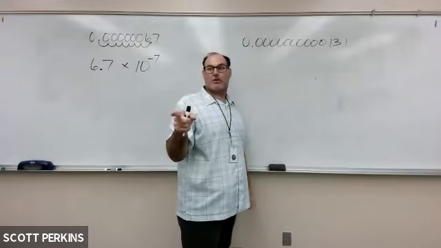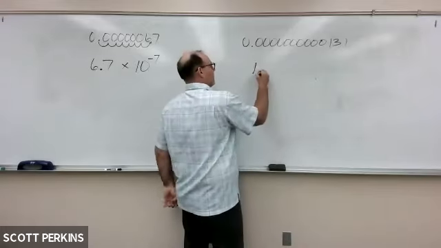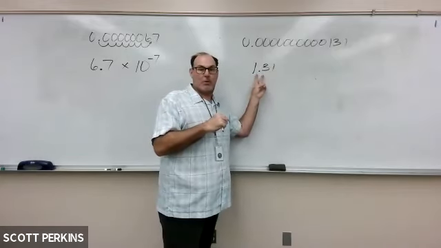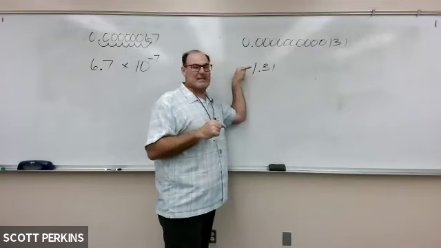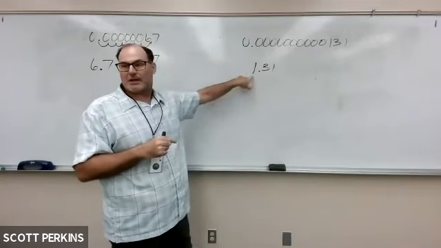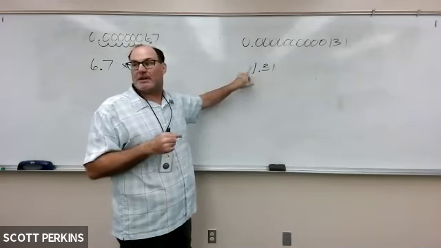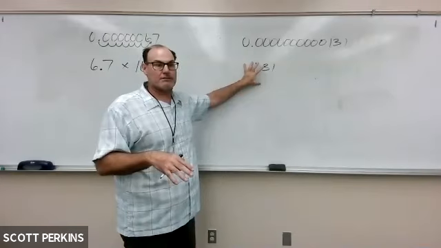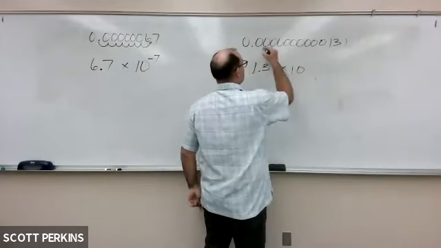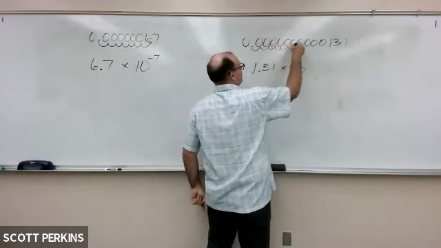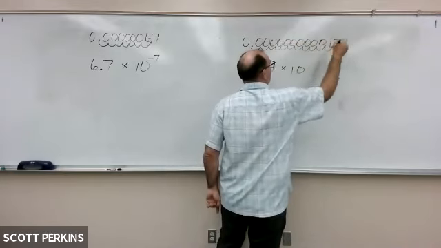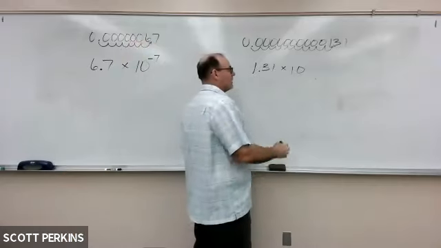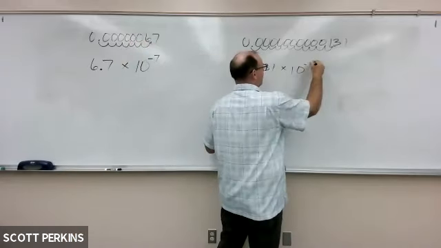Not quite. Be careful. 1.31. I heard you say, if I heard wrong, forgive me, I heard you say 13.1, not 13. Always one digit to the left of the decimal. One digit right here. Okay, never 13.1, never 131. Common mistakes, but that's not scientific notation. Okay, it's something else. Okay, times 10 to the 1, 2, 3, 4, 5, 6, 7, 8, 9, 10, 11. I moved the decimal 11 places backwards. So that is going to be what exponent? Perfect. Great job.